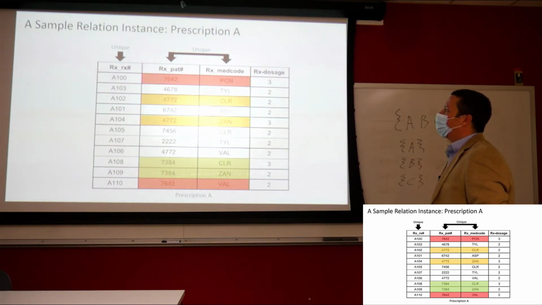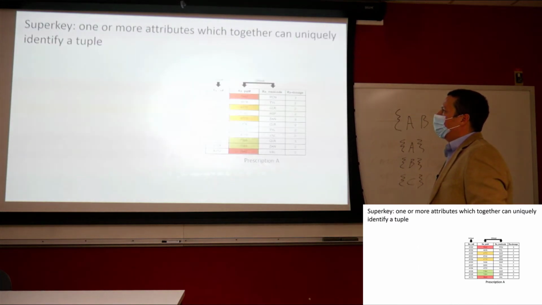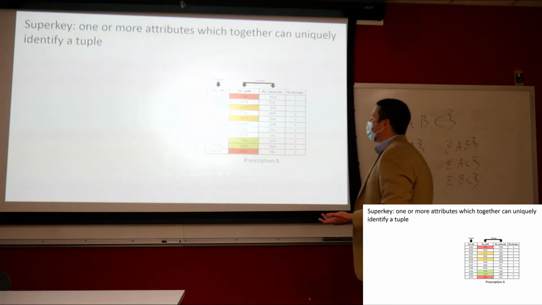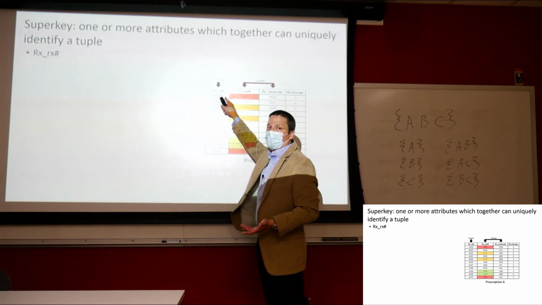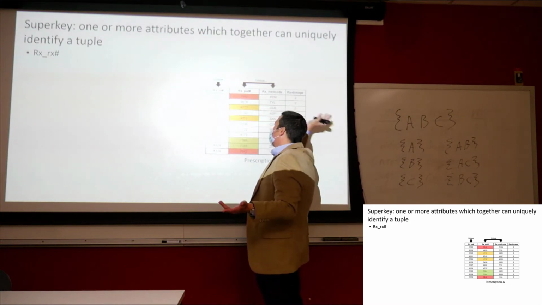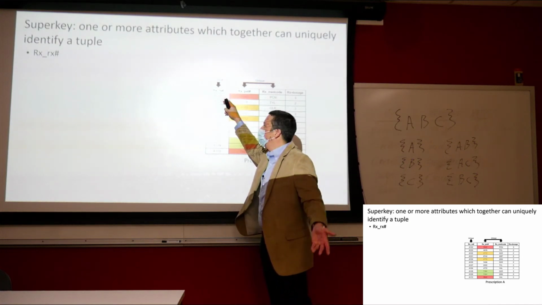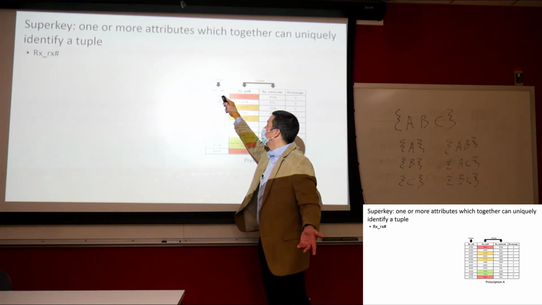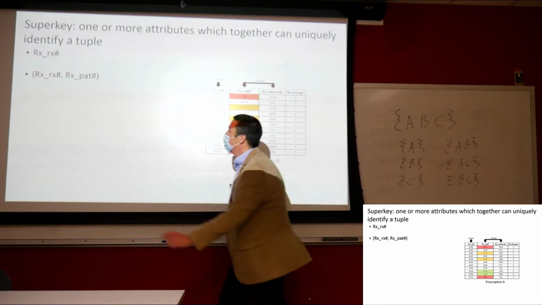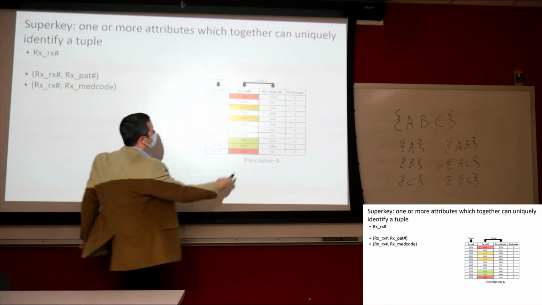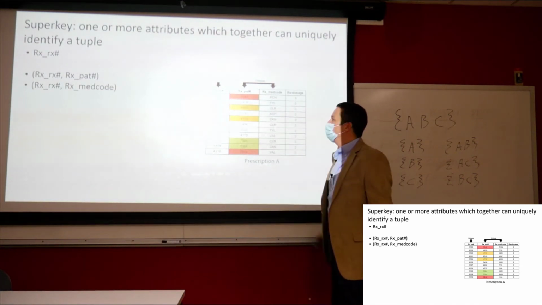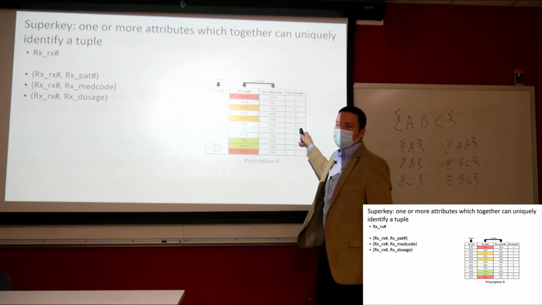So now let's figure out what our superkeys for this relation are. The most basic and straightforward is just prescription number. It has the property of uniqueness. That's all we care about for a superkey. And then we can add any other attributes to a superkey, and it's going to remain a superkey. So prescription number and patient number together are a superkey. Similarly, prescription number and med code would be a superkey. Prescription number and dosage would be a superkey.